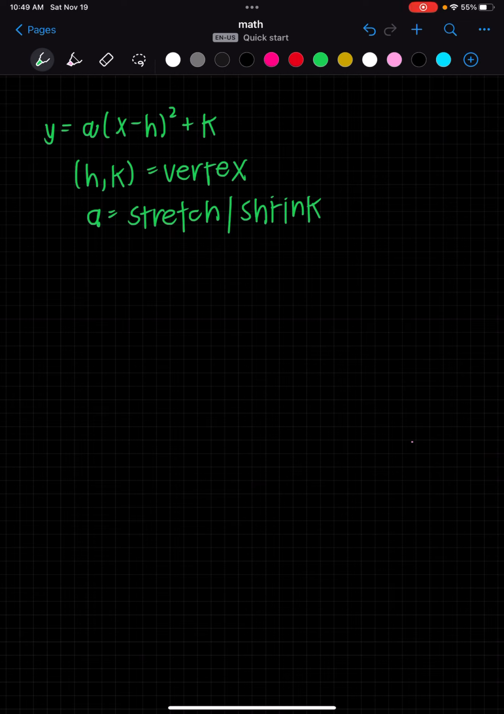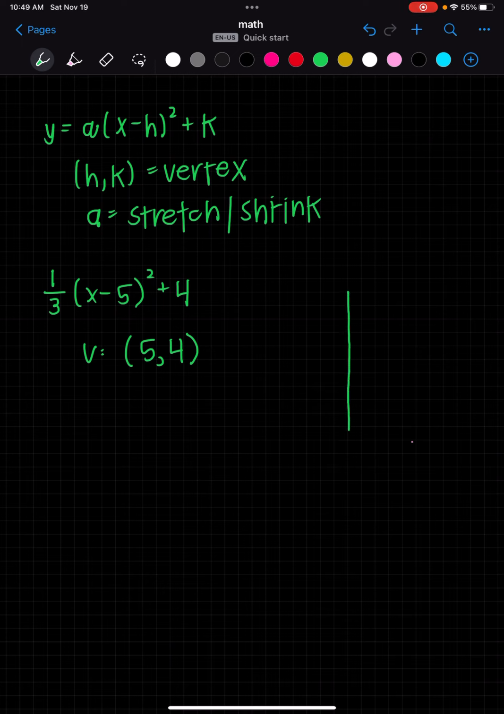So let's just go over the first example. The first question is y equals 1/3 (x minus 5) squared plus 4. The first thing I'm going to do is find my vertex. My vertex would be (5, 4) in this case. Notice that you switch the sign on the inside of the parentheses, but the outside of the parentheses stays the same. And so when I graph these, I'm going to just start with that.